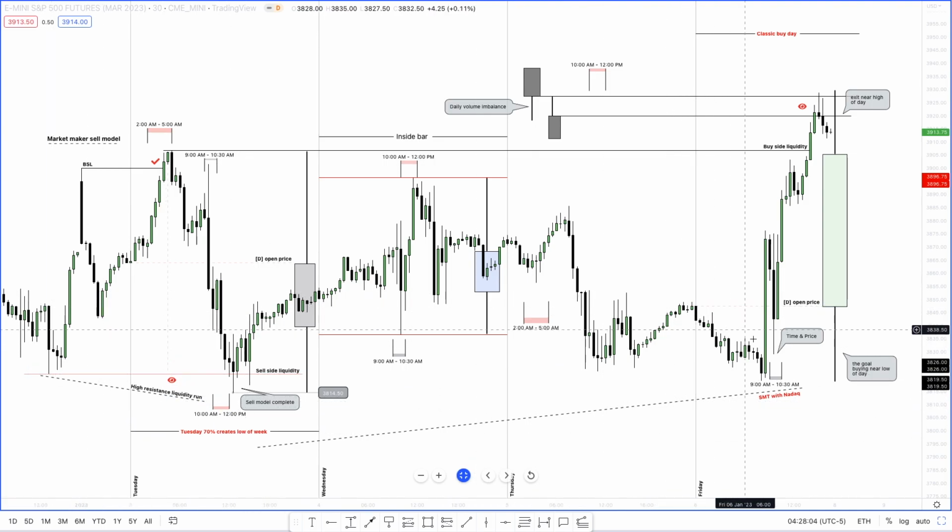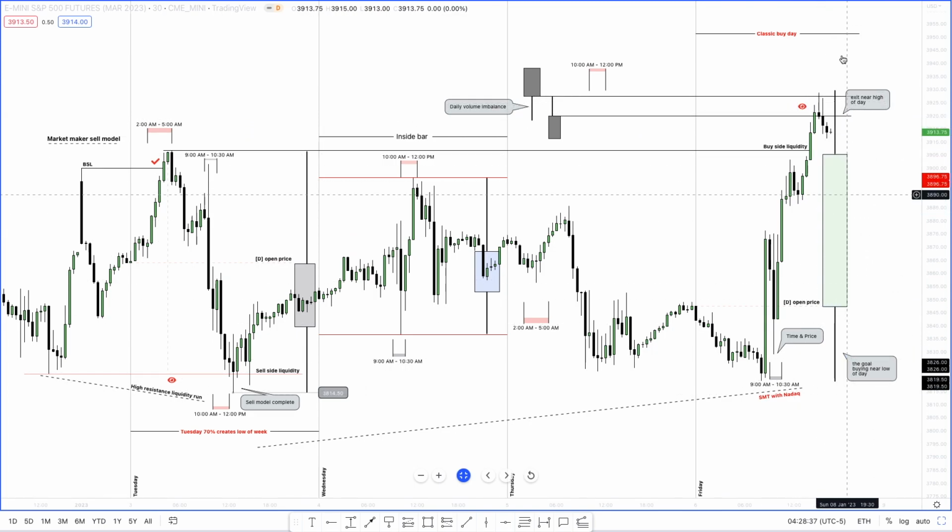So when price came down, this was the Judas swing from the open price. We then had the news driver, price rallied aggressively, broke structure, created a fair value gap. After doing so, pulled back, OTE, fair value gap, order block, time and price, 9 a.m. to 10:30 a.m. Bam, that's the low. Your target, still the daily volume imbalance. So your entry would be here. Your target, daily volume imbalance up here.